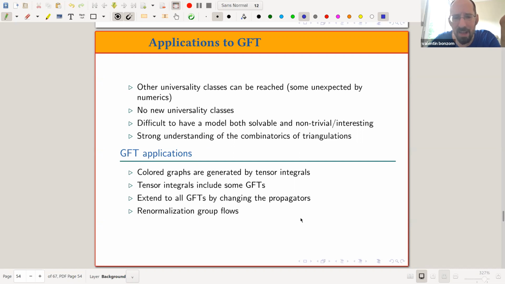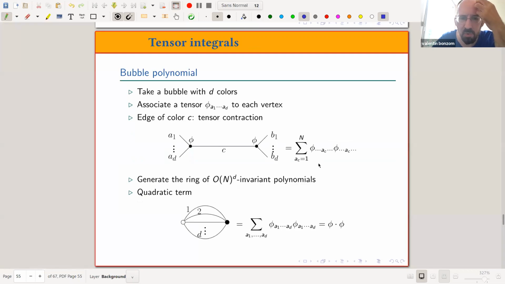But we can still have applications beyond the purely combinatorial models that I showed you, because those models don't have spin degrees of freedom, they only have graph degrees of freedom. So what if we want to have some group quantum gravity amplitude and GFT applications? So in fact, it will work because colored graphs are generated by tensor integrals. So I think I have time to show you this.